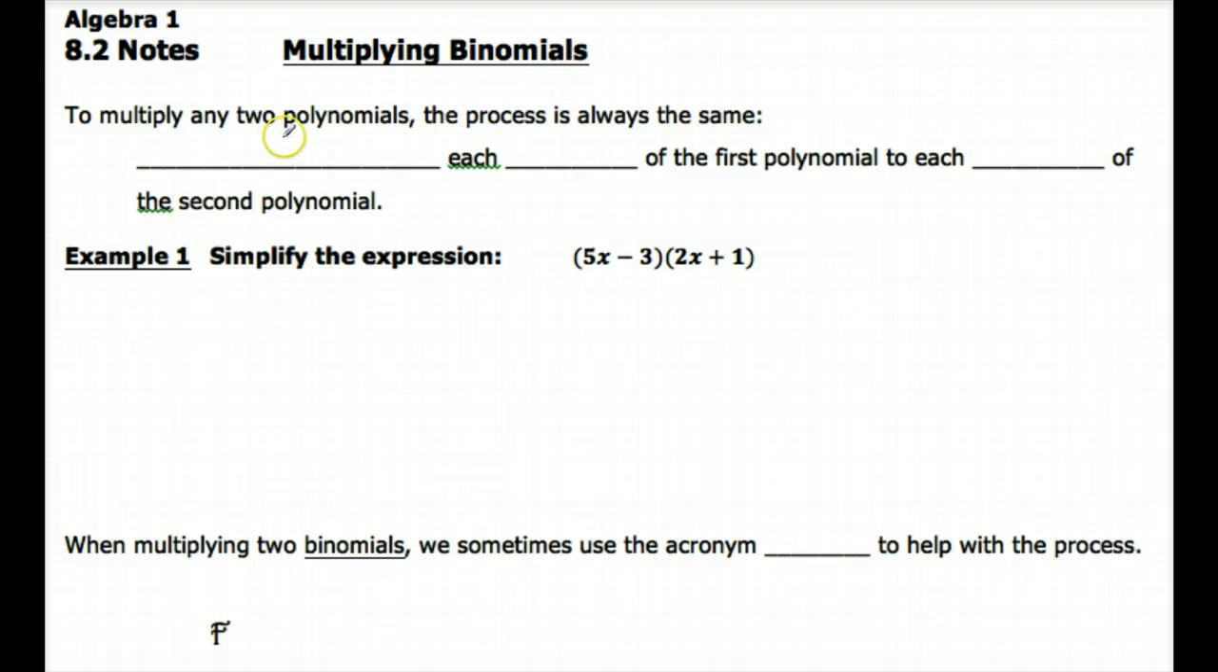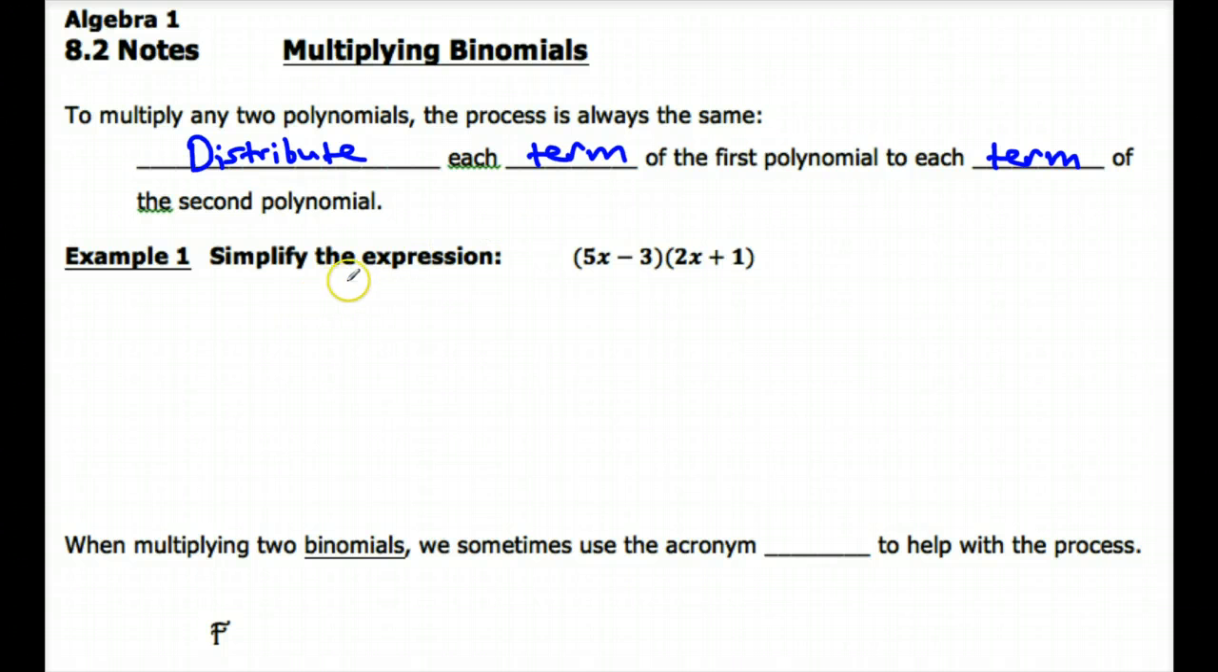So the last video we looked at multiplication, but we were looking at how to multiply a monomial times a polynomial. Well, anytime you're multiplying two polynomials, specifically two polynomials each that have two or more terms, the process is always going to be the same. You're going to use the distributive property, and you're going to distribute each term of the first polynomial to each term of the second polynomial. Okay, so every term of the first polynomial gets multiplied by every term of the second polynomial.